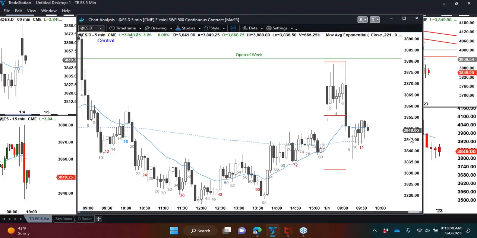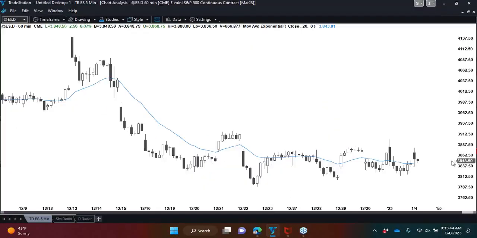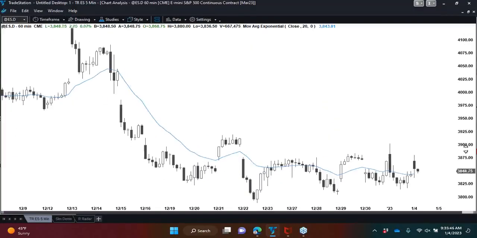So what do we have here? Well, bar 12, the close of the 60-minute bar. What happened to our really strong looking breakout? Well, it's a terrible looking breakout in a very tight trading range. So it's a triangle. 1, 2, 3, 1, 2, 3, something like that.